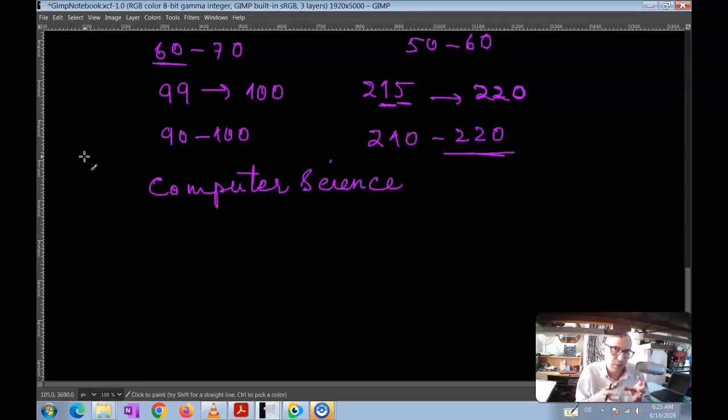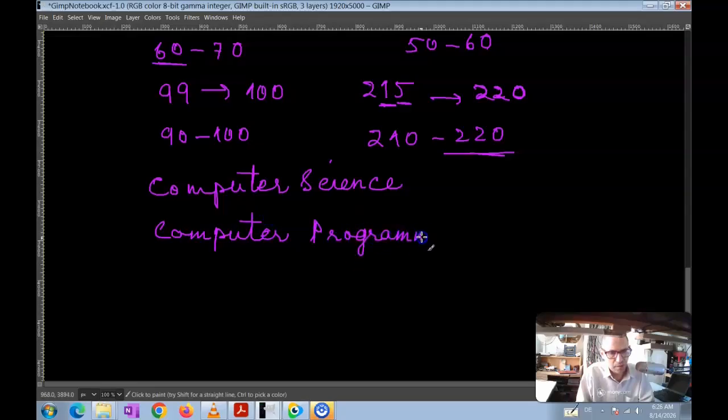And clever ways to use numbers in different ways in order to do different things with computers. In computer programming, computer science and computer programming are of course very close, but again they are two different things. But in computer programming, you're always dealing with numbers, okay?